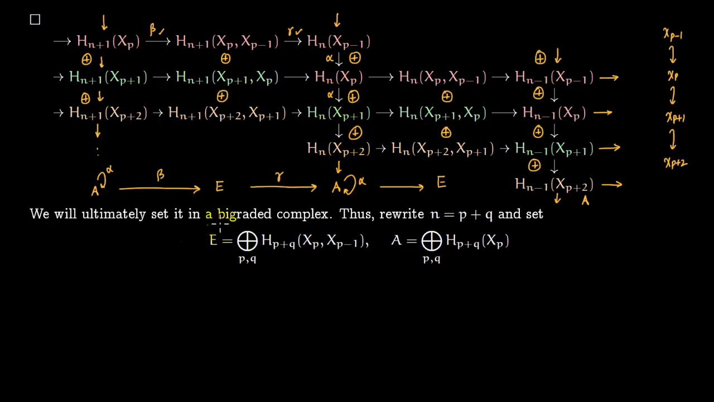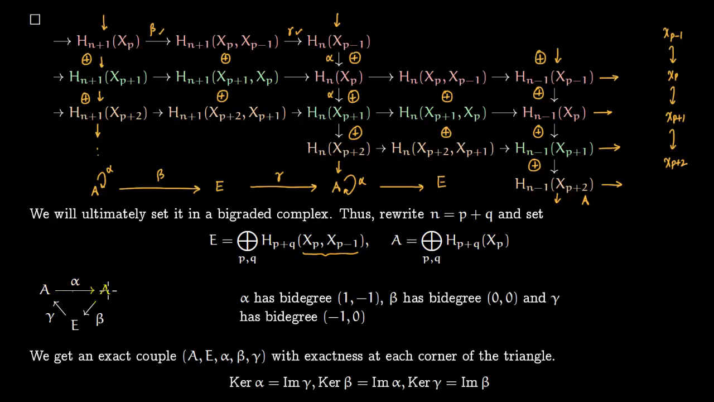So again, you ultimately set it in a bigraded complex. You write n is equal to p plus q, and set E as a direct sum like this. So instead of n, you're writing p plus q, and A like this. Just the homology groups, not the relative pair. So there are no relative pairs here. There are relative pairs in E. So this is important. You see there are relative pairs in E. There are no relative pairs in A. Now this will give you this triangle, and this triangle is called an exact couple.